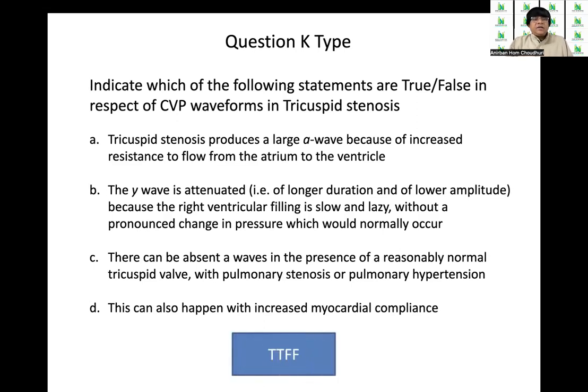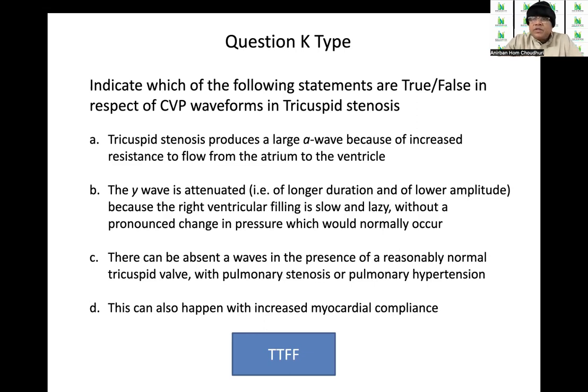So, as you can understand, the first two options are true, and it is reasonable to comprehend them without any further discussion. Now, there can be absent A waves in the presence of a reasonably normal tricuspid valve with pulmonary stenosis. In these cases, because of pulmonary stenosis or pulmonary hypertension, there is a back pressure, and that is represented as a functional obstruction leading to the absence of A waves which are normally present. So this is not true.